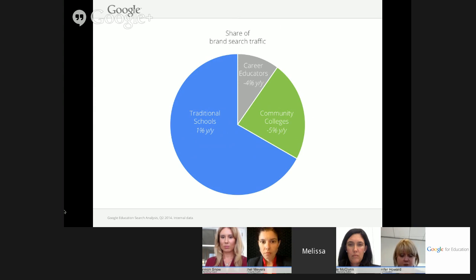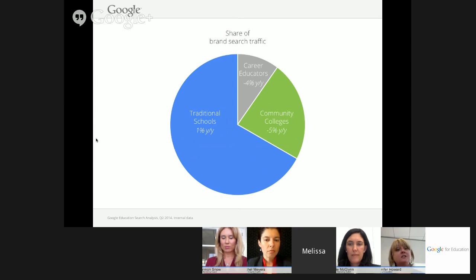You may also remember that we shared that community colleges were growing last quarter and that career educators were the only ones in decline. As you can see this quarter, we've seen a shift. So both community colleges and career educators have been declining, so it's also something important for us to know. Now, it's also important to know that not all brands across these categories are following the same trends as the overall aggregate.